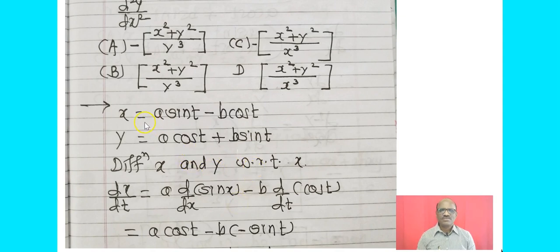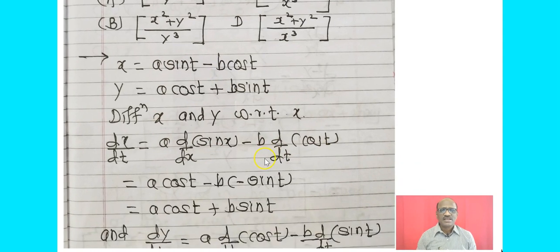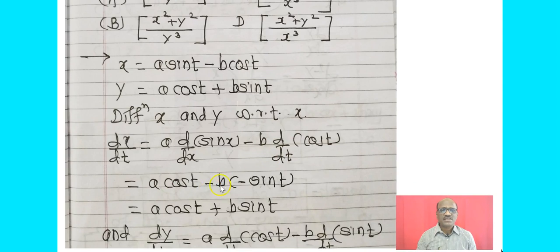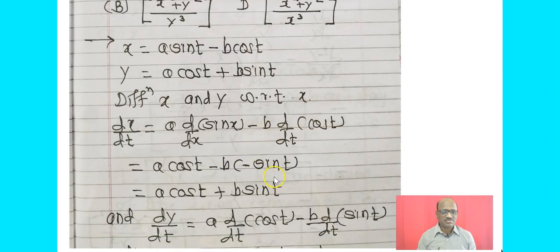Now first of all, we differentiate x with respect to t. The derivative of sin t, with a as a constant, is a into d by dt of sin t, minus b into d by dt of cos t. That is a cos t minus b, and the derivative of cos t is minus sin t, and that minus becomes plus.